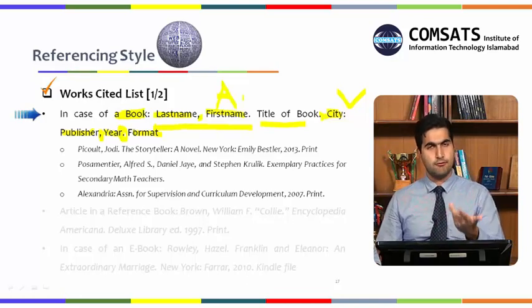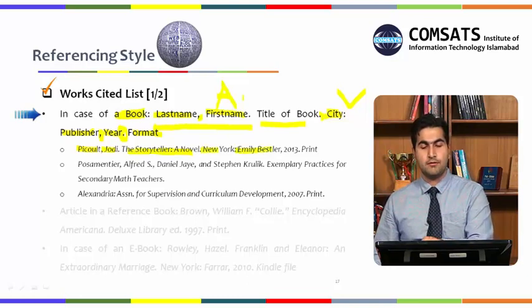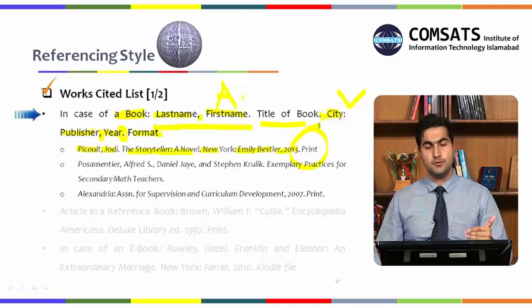That's how you do it. What is the format? You will see within the example as well. If we discuss the first one, last name, comma, first name, dot, then you have the title, then a colon, which means this is the name of the book, a novel. Then you basically have the city, then the publisher, then the year, and then the format. This is one example through which you cite a book in a works cited list.